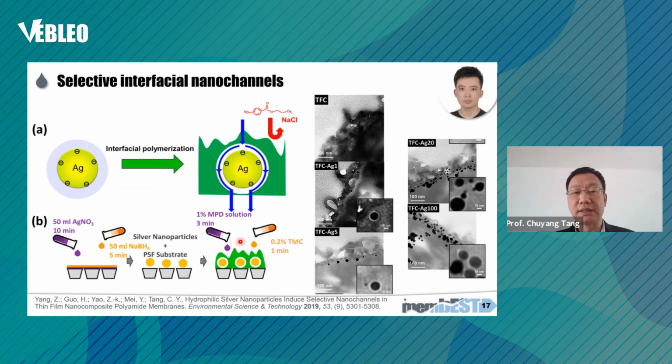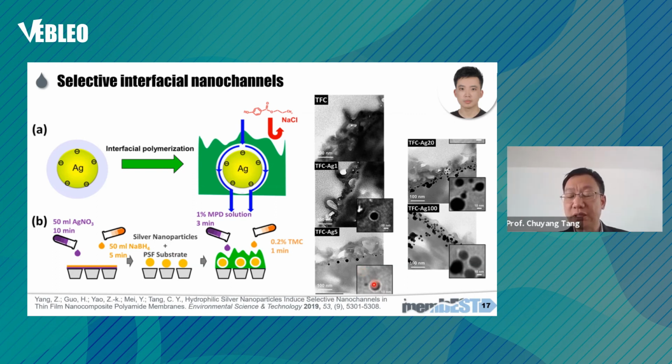Now it happens that if you have a hydrophilic nanoparticle, this nanoparticle will hydrolyze one of the monomers. This kind of hydrolysis will prevent the growth of the polyamide material around this particle, and that will create a finely defined nanochannel. Here you can see our silver nanoparticle with the nanochannels around it. The gap of the nanochannel is on the order of 2 to 3 nanometers.